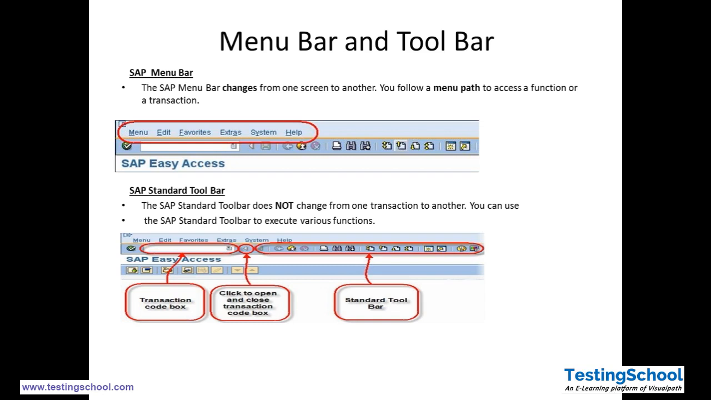Next is the SAP standard toolbar. The standard toolbar does not change from one transaction to another. The same standard toolbar will be displayed. The field it is displaying is the T code, the transaction box, where you can open and close transactions. And the yellow button seen in the standard toolbar, the upward arrow, if you double click on this, you will be logged out from the ID you used for login to the system. It's a back button actually.